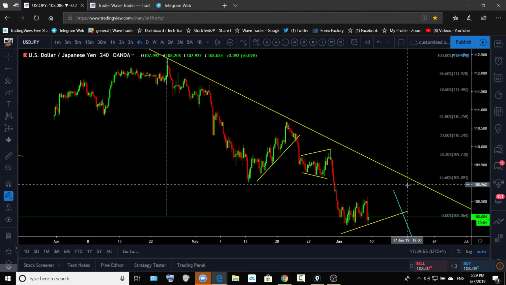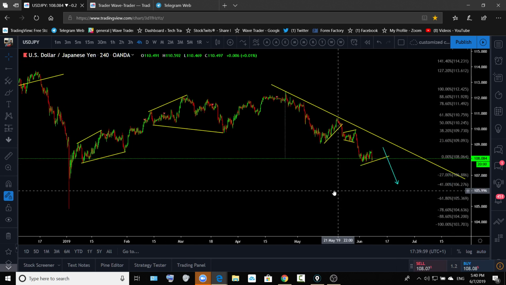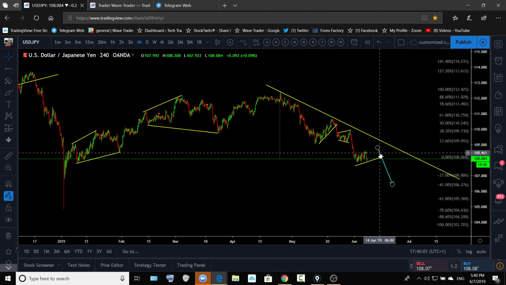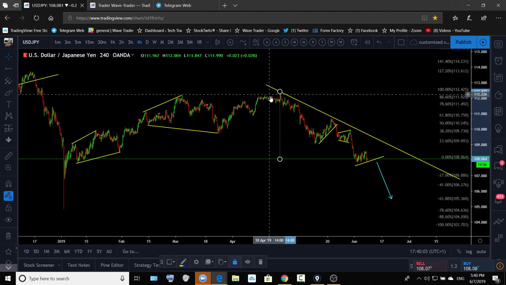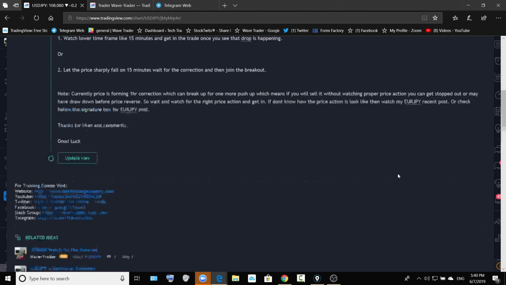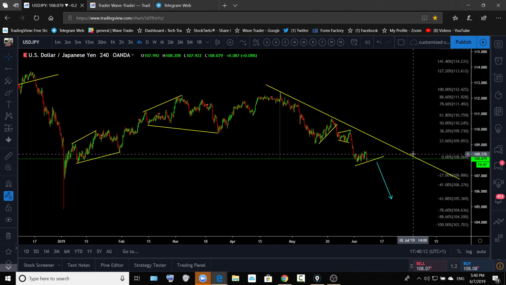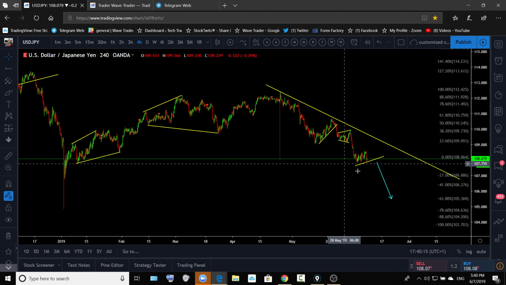All right, and dollar yen to continue to go lower. So last week we were anticipating a correction over there on the dollar yen. Now dollar yen is forming a correction. Let me check if I have updated that chart. No update on this chart. All right, so correction happening over there on the dollar yen.